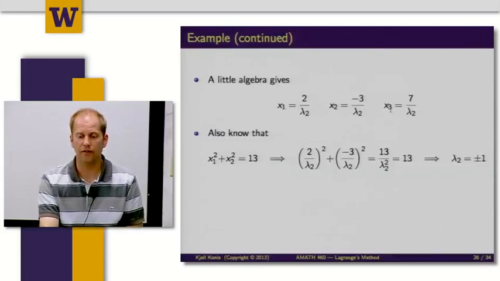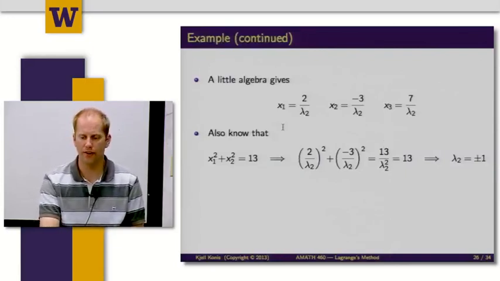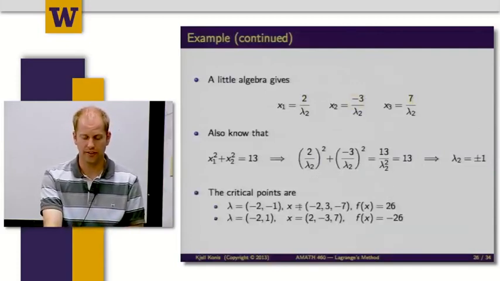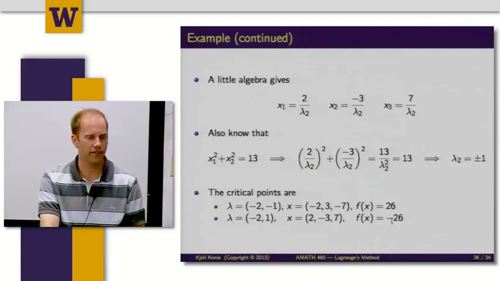And now because x1, x2, and x3 are functions of lambda 2, I'm going to end up with this. The lambda 1 is fixed at negative 2. That will always be negative 2. Then my other critical points are going to be lambda 2 equals positive 1, x1 equals 2, x2 equals negative 3, and x3 equals 7. Or lambda 2 equals negative 1, and then I'm going to get negative 2, positive 3, and negative 7 for my x1, x2, x3. So these are the two critical points.